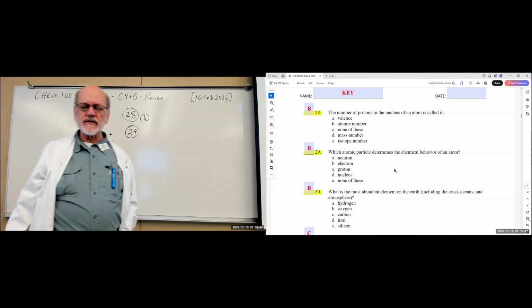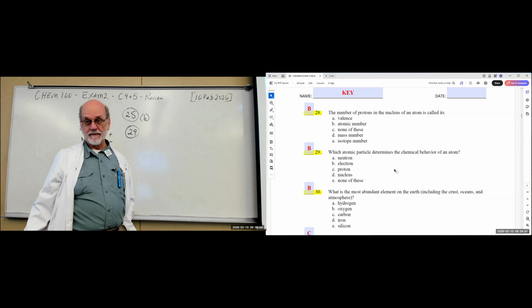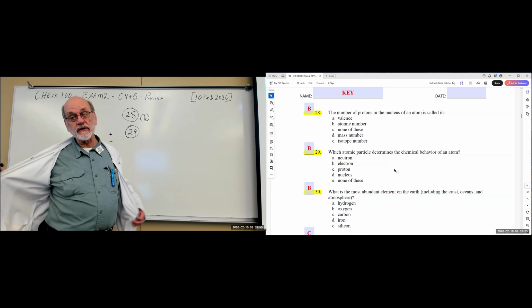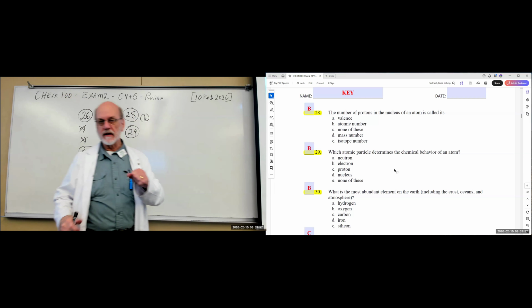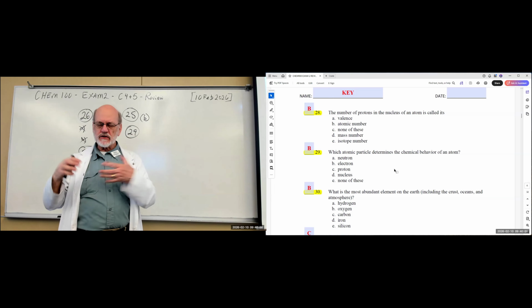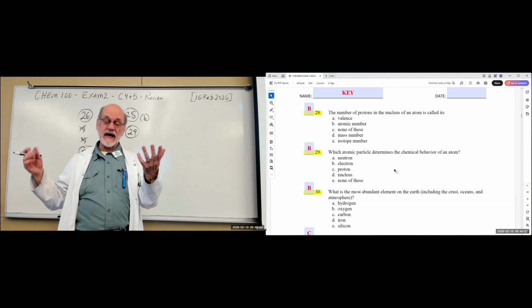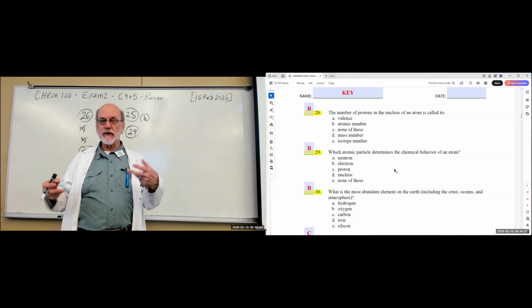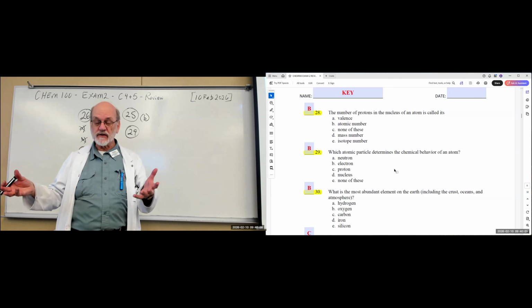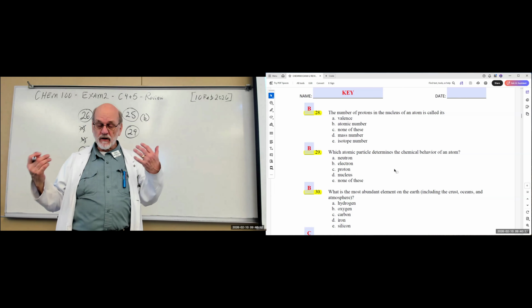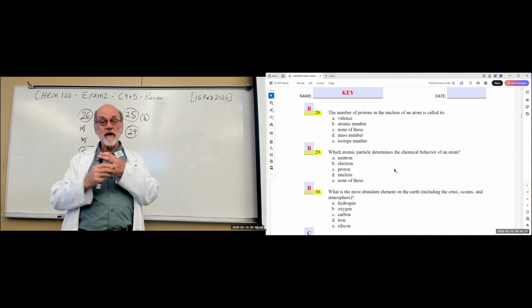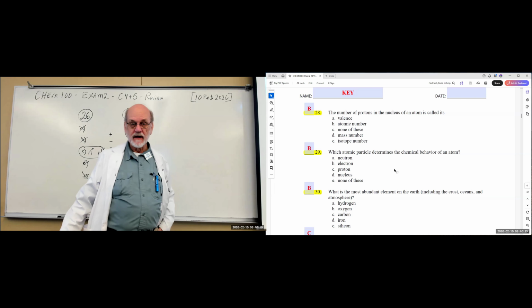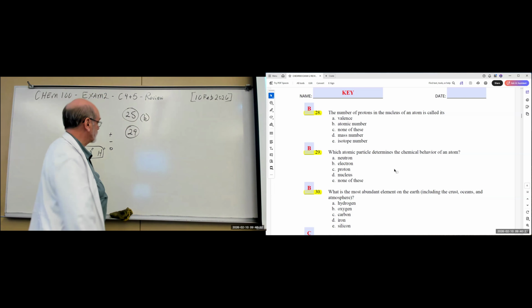Which atomic particle determines the chemical behavior of an atom? Think about what chemistry is. And in terms of Dalton's atomic theory, when atoms approach each other, whether they're individual atoms or they're parts of molecules, what do they see first? What's furthest from the nucleus? Electrons. The interactions of electrons and where they reside around the atom, that's what causes chemistry. So B, the electron, is your answer.